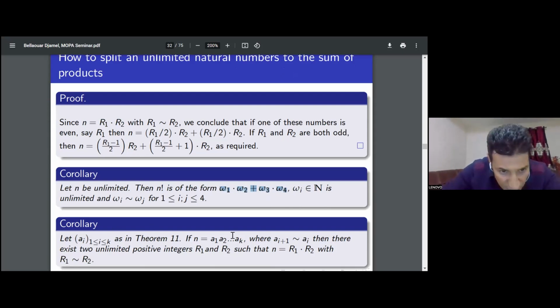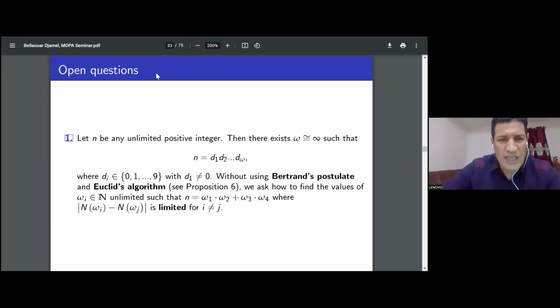In the next corollary, we consider a number given by this product, but here we assume that any two consecutive factors are of the same order, not just that their difference is limited. Here we assume that Ai plus 1 over Ai is appreciable. Then by using the same procedure as in the previous theorem, we can write this number as the product of two unlimited integers having the same order. There are some questions in this section.